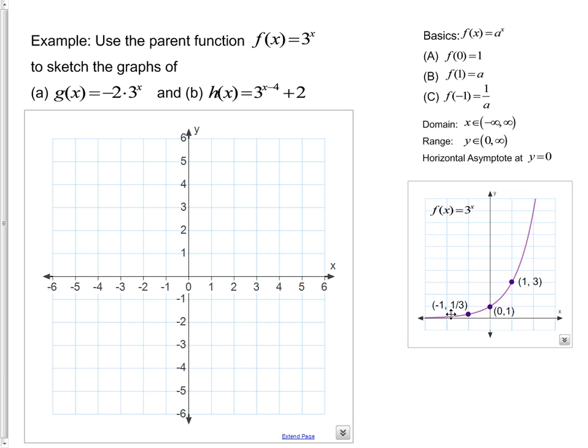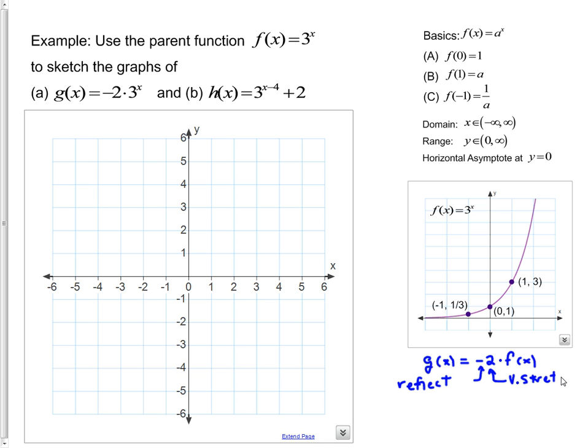We know that if we go through -1, we're going to get 1/3. We know that if we go through 0, we would get 1. If we go through 1, we would get 3. So what does this -2 do to the function? Well, if you recall from some time ago, whenever we had a function like g of x equal to -2 times whatever the original function f of x was, that did two things. The negative caused a reflection about the x-axis, and the 2 would cause a vertical stretch.